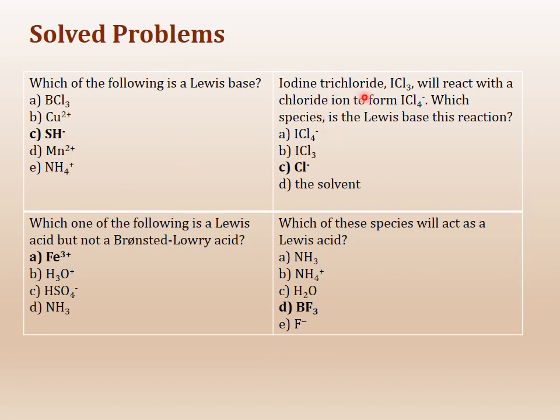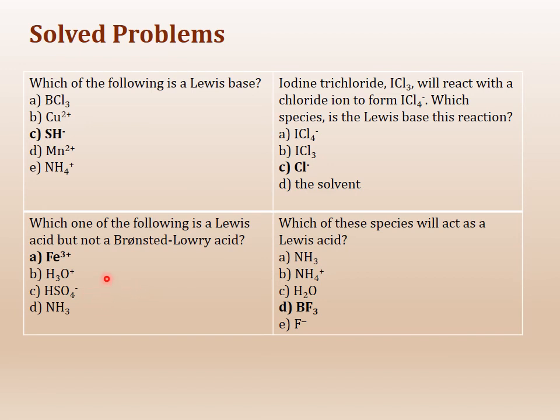Second question, iodine trichloride will react with the chloride ion to form ICl4-. Which species is the Lewis base? Which means, is it the ICl3 or the chloride ion? In these two cases, it's going to be the -1. That's going to be the Lewis base because it has extra electrons in there.